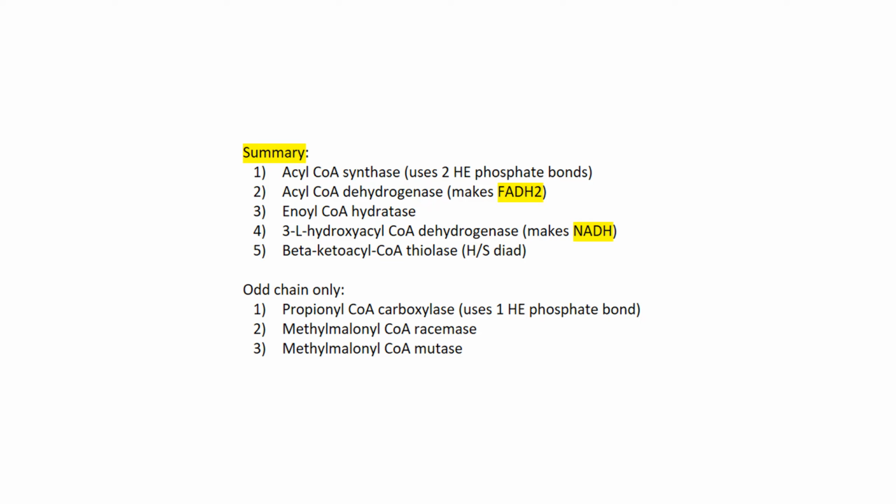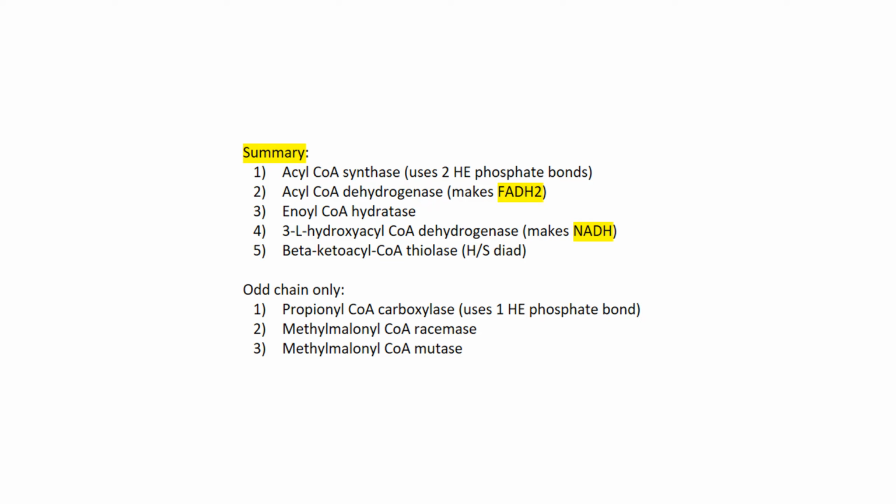And step 5 is beta-ketoacyl-CoA thiolase. So each time you cleave off an acetyl-CoA, you make a total of 4 ATP. For odd-chain fatty acids only, you have 3 additional steps once you get to the 3-carbon propionyl-CoA molecule.